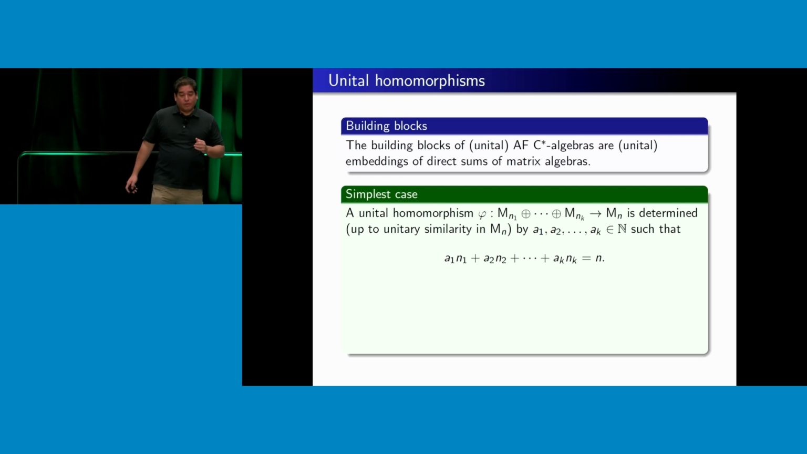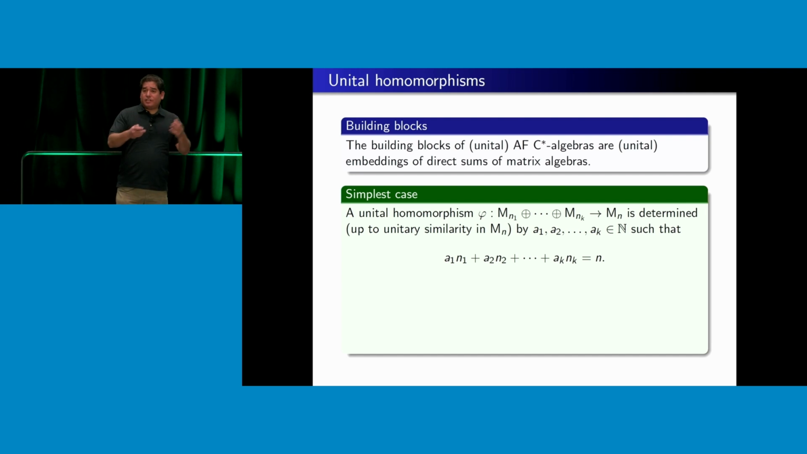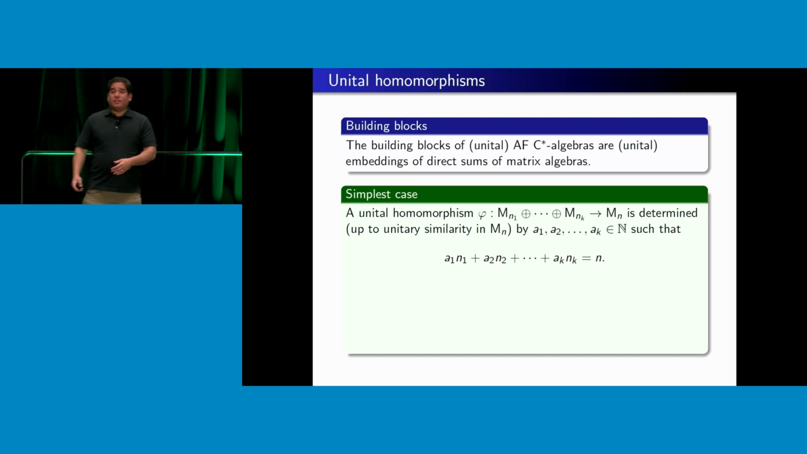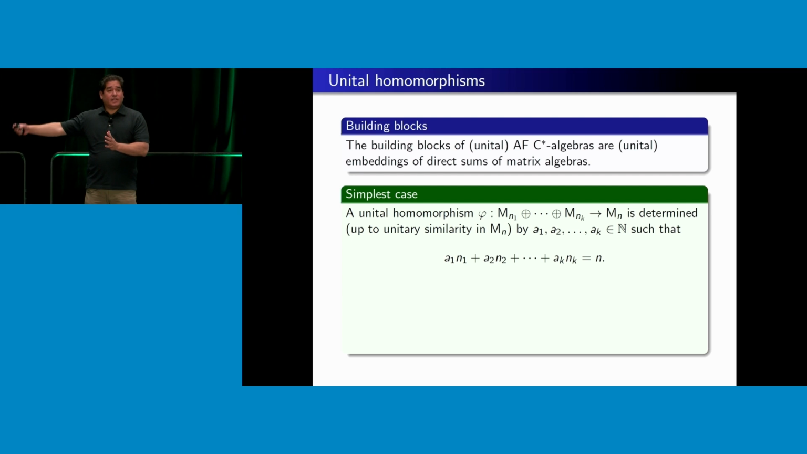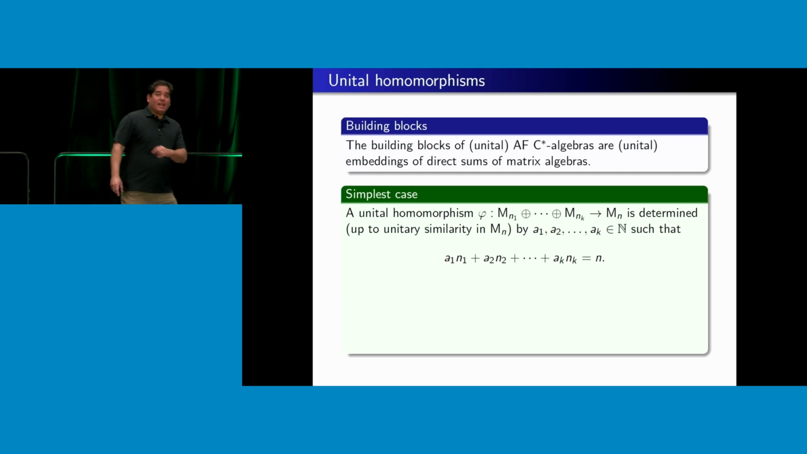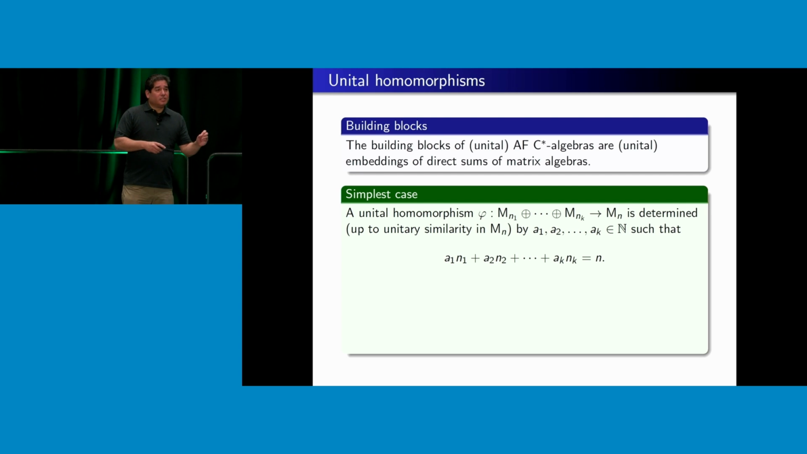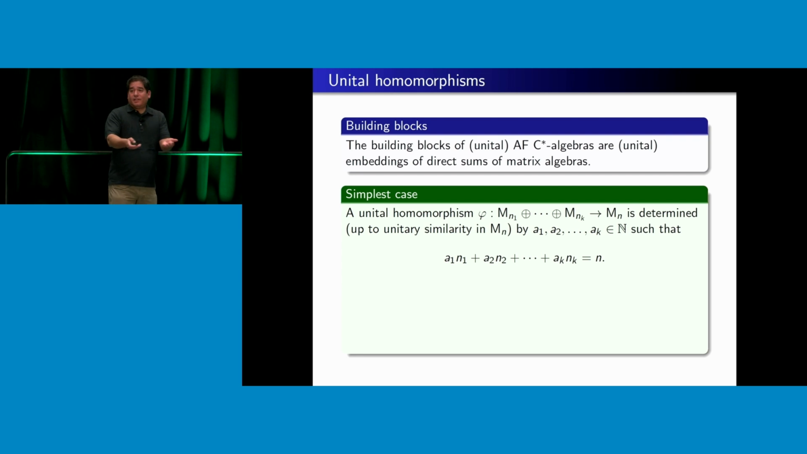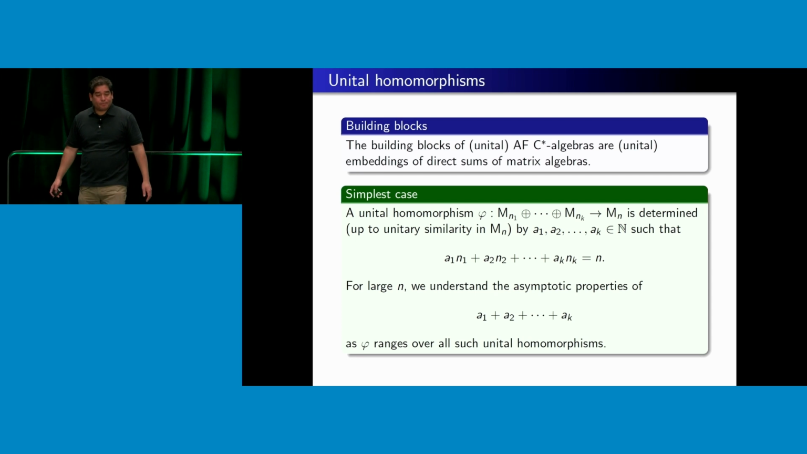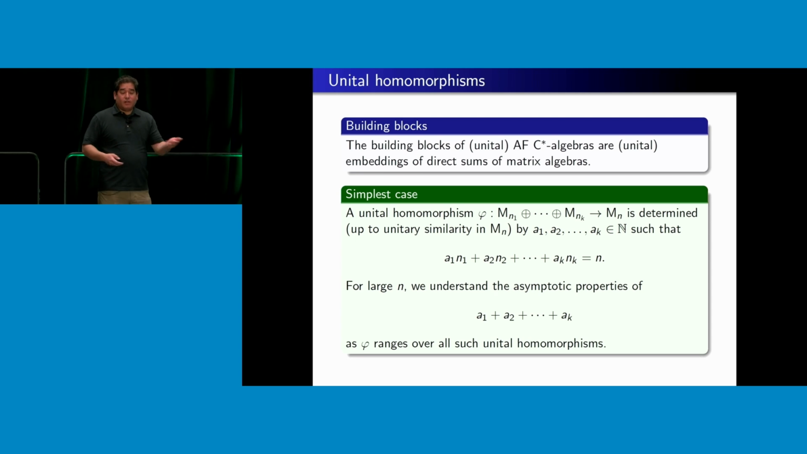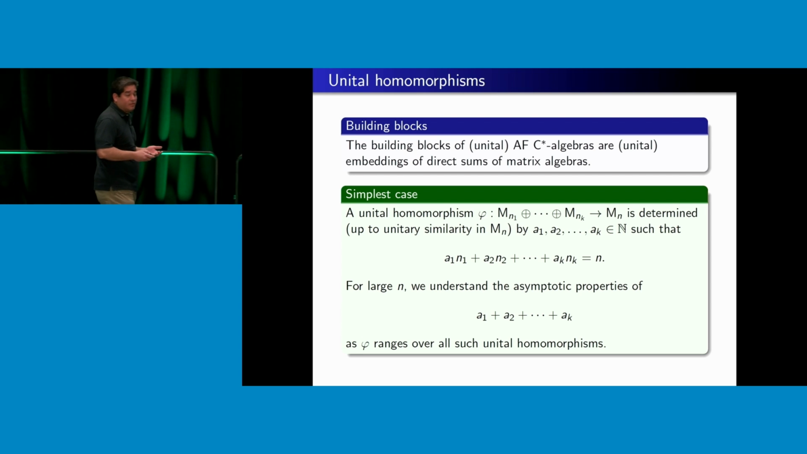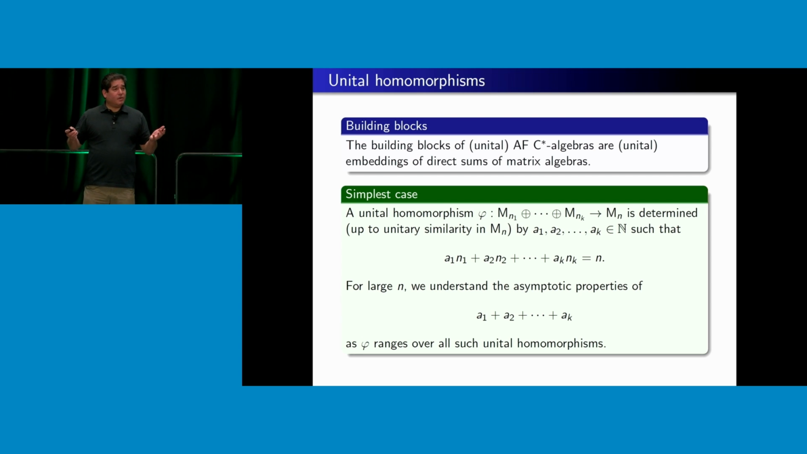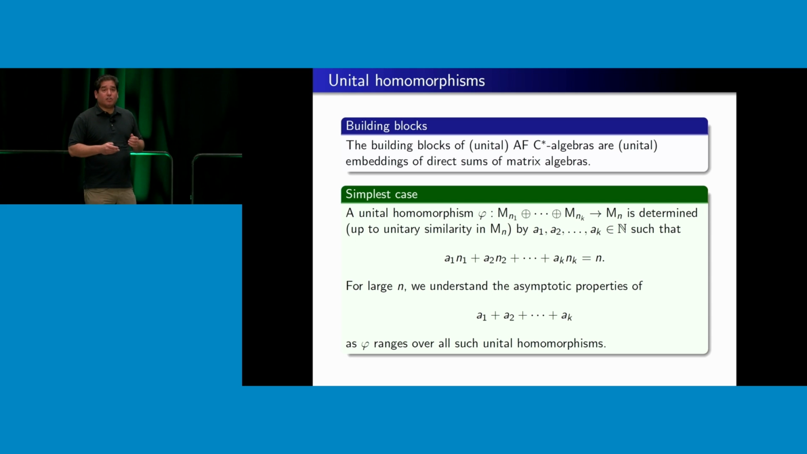So the dimension constraint is this: the dimension of that big algebra that you're stuffing things into, that size n by n, well, that n has to equal some number of multiples of n1 plus some number of multiples of n2 and so forth. That's the numerical semigroup condition, right? That's a factorization of n in a numerical semigroup. And for large n, we know exactly what happens because we can answer all questions about factorization lengths in numerical semigroups. And so we kind of know what happens as phi ranges over all such homomorphisms.